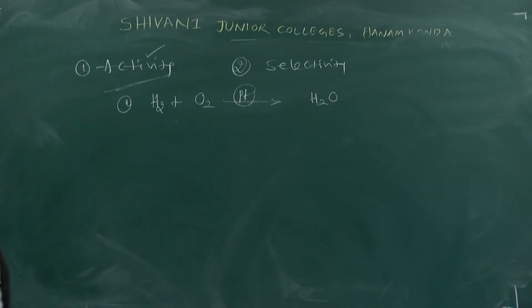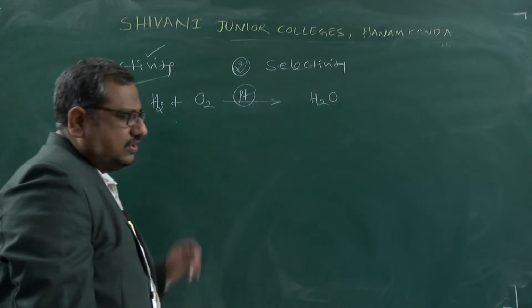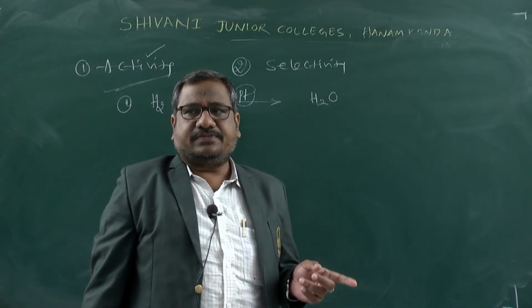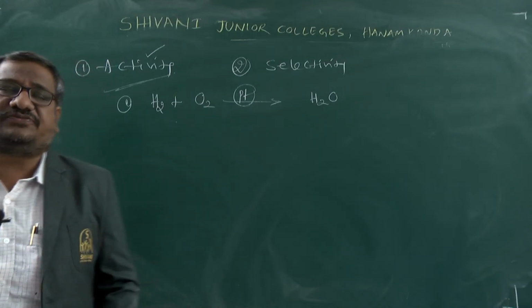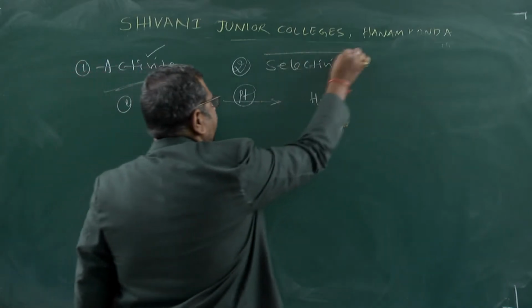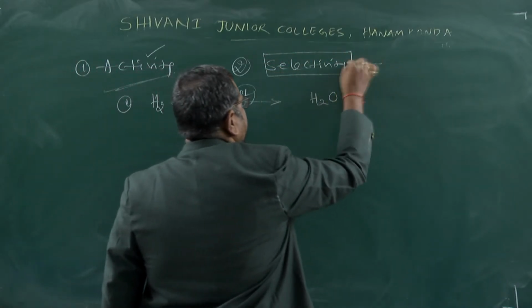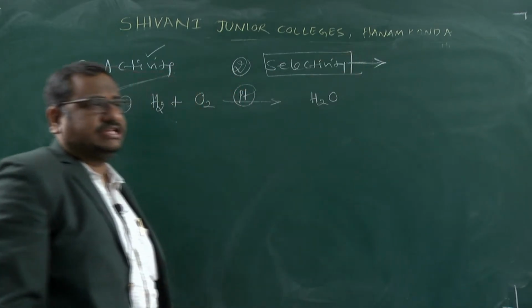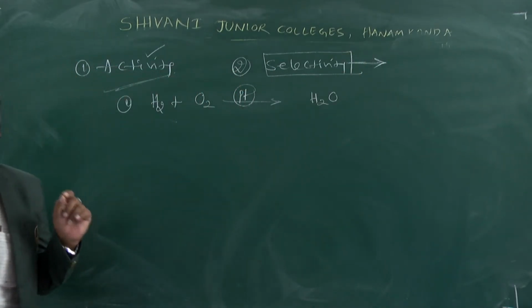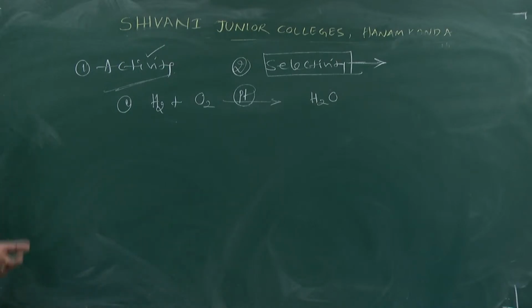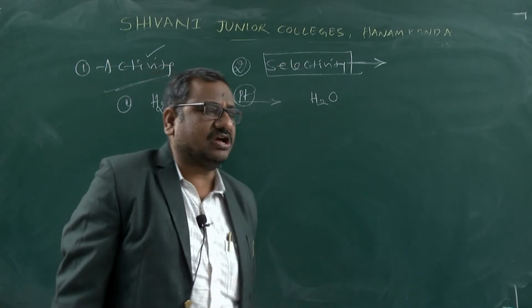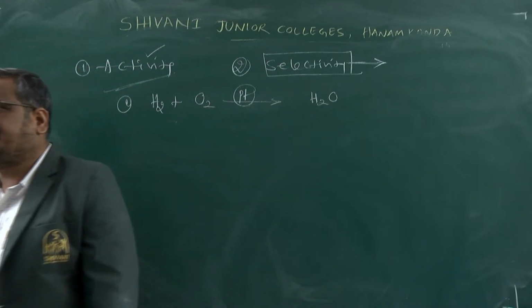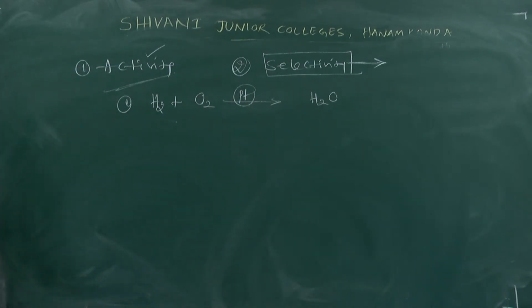Another one is selectivity. Selectivity means the reactants are the same, but the products are different by using some other catalyst. Selective means if you take any materials, the catalyst will be variable. By changing the catalyst, the product automatically varies. So this type of phenomenon is called selectivity. Selectivity means changing of the product.